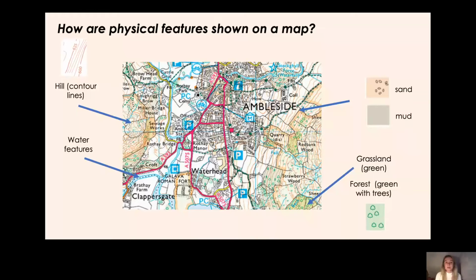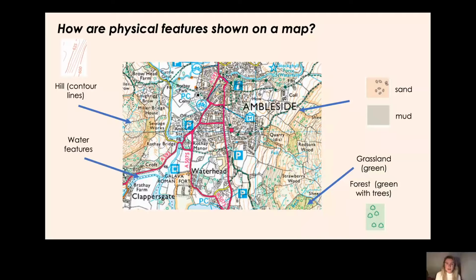Okay, so now we're going to look at the same map, but this time we're going to be focusing on physical features. So the features that are natural, that haven't been built by humans. Now, what do I notice first about this map? Well, I notice there's a lot of blue on there.